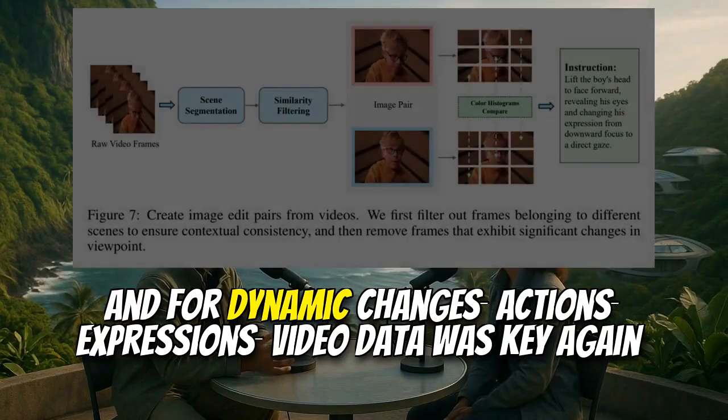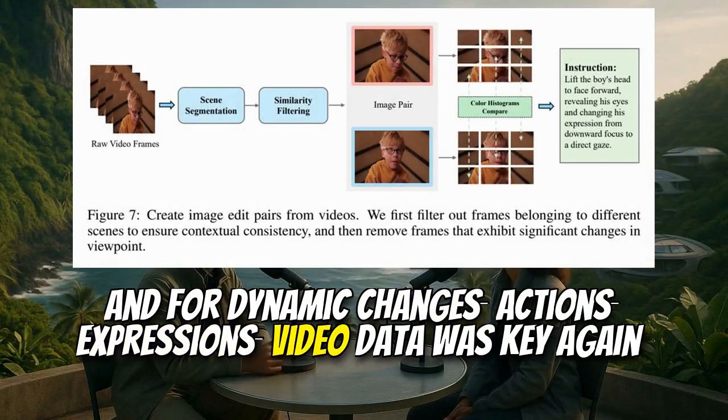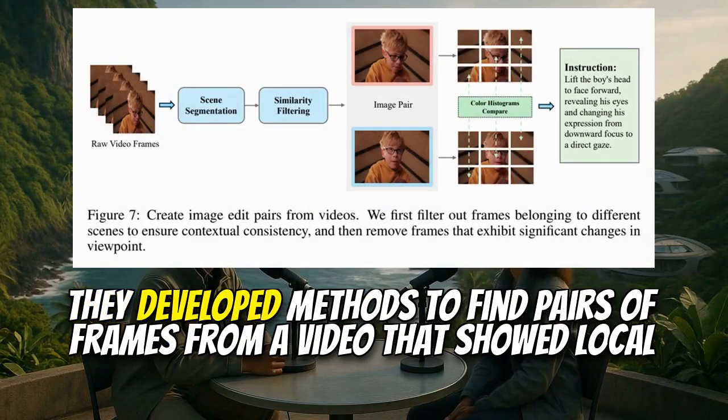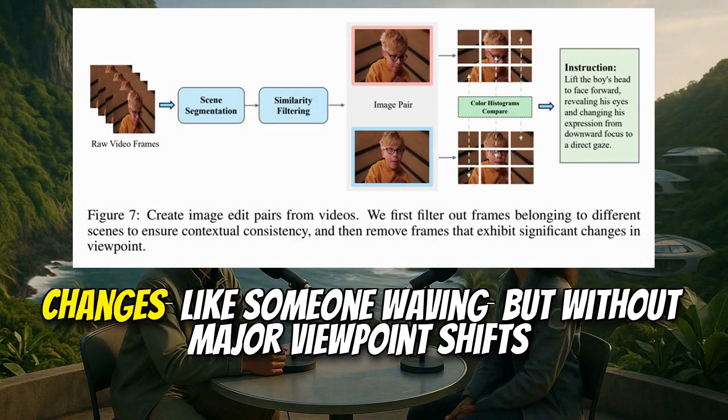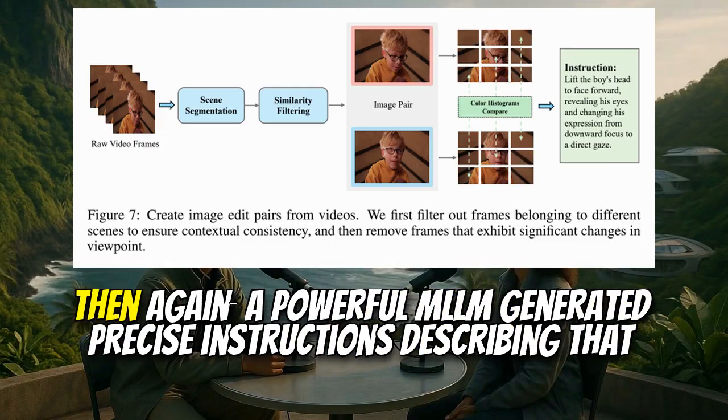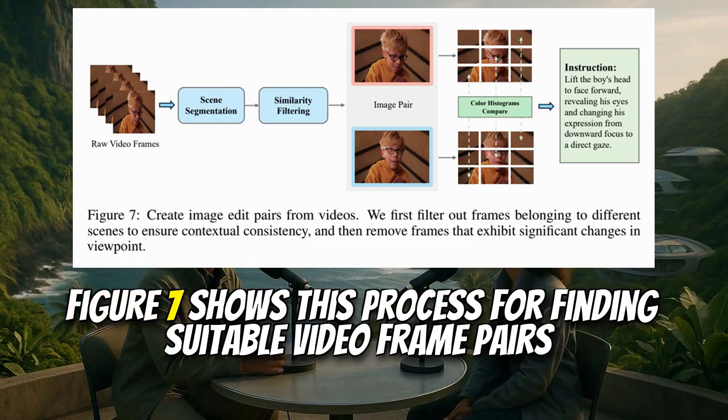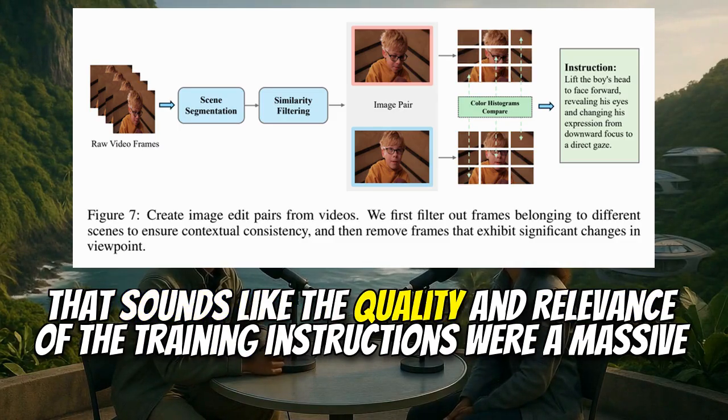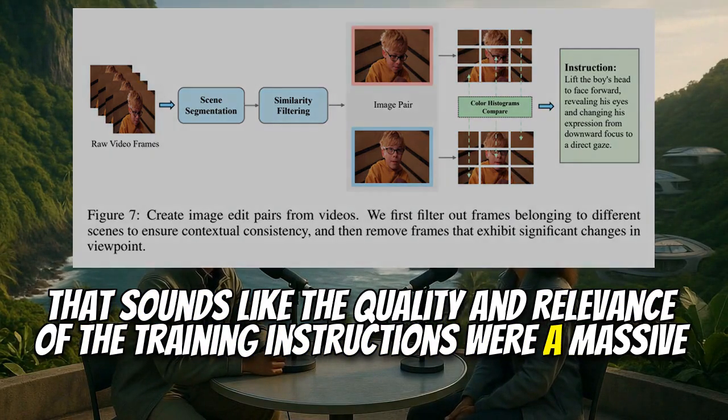Exactly. And for dynamic changes, actions, expressions, video data was key again. They developed methods to find pairs of frames from a video that showed local changes, like someone waving, but without major viewpoint shifts. Then again, a powerful MLM generated precise instructions describing that specific change. Figure 7 shows this process for finding suitable video frame pairs. It sounds like the quality and relevance of the training instructions were a massive focus.